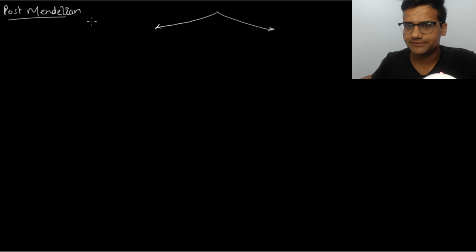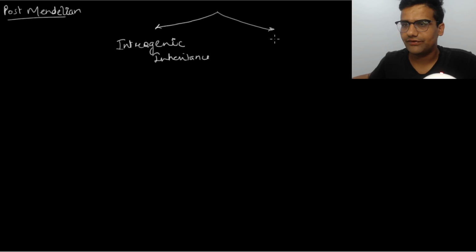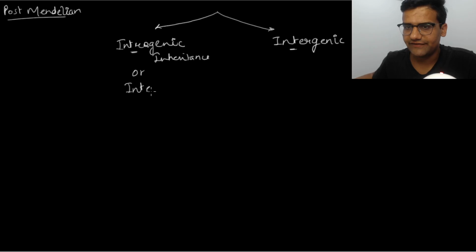If we study the post-Mendelian era, we will study basically two parts. The post-Mendelian era of genetics is divided into two parts. The first part is intragenic inheritance. The other part is intergenic inheritance. What are intragenic and intergenic inheritance? Intragenic inheritance is also known as interallelic inheritance.